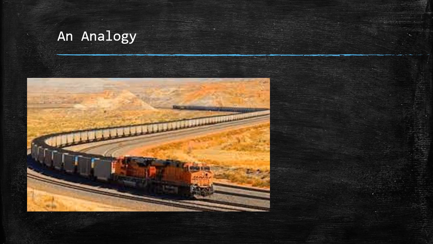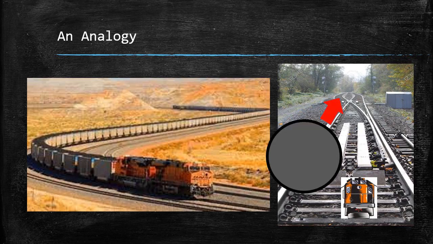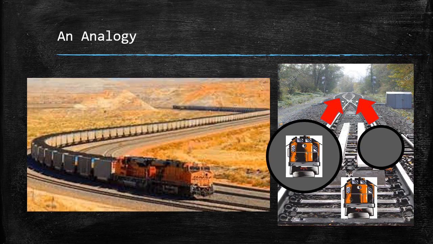Now let's say the train is reaching a junction, in which the track splits in two. The track to the left has a large tunnel, and the track to the right has a smaller tunnel. As we can see, the tunnel to the left is larger than the train, while the tunnel to the right is much smaller than the train.